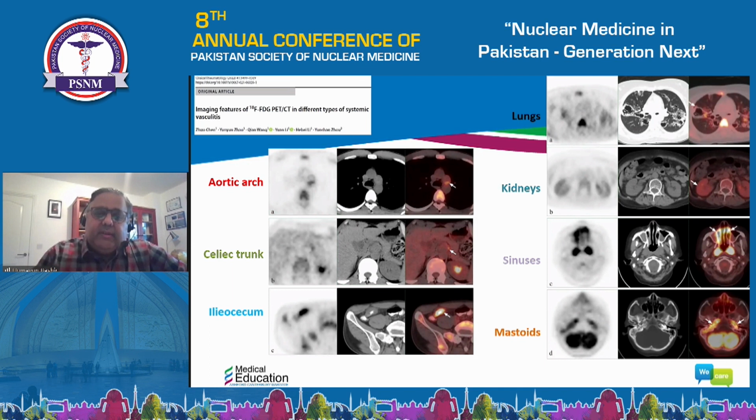Now, apart from the involvement of just the vessels, there's a lot more which can be seen as part of the FDG PET-CT. For vasculitis, of course, on the top again, we have the aortic arch involvement, the celiac trunk, and in the gut, there can be ileocecal involvement in this particular case. Lungs, they are affected by vasculitis. Kidneys, a dodgy area because there's so much physiological excretion going on. But again, in the case of a patient presenting with symptoms of renal function, it can be part of the spectrum of vasculitis. Sinuses, and the mastoids.